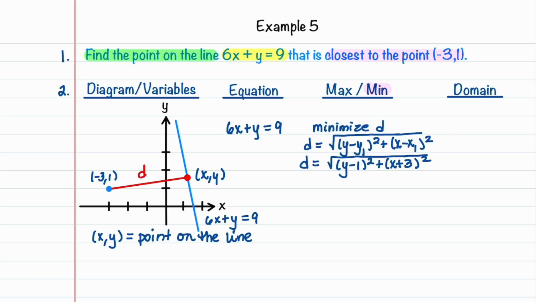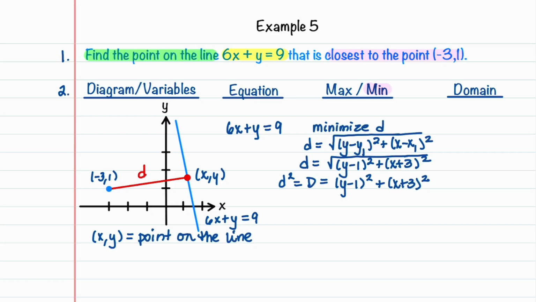Now I'm going to show you a trick. I don't know if it's really a trick, but it's the easiest way to do this problem. If you want to minimize a distance, you can instead minimize a distance squared. And that's what we're going to do. We instead are going to minimize d squared, and we're going to call it capital D, and it is (y minus 1) squared plus (x plus 3) squared. The reason we're doing this is we're going to have to take a derivative of this function, and by getting rid of the square root, the derivative is so much easier.